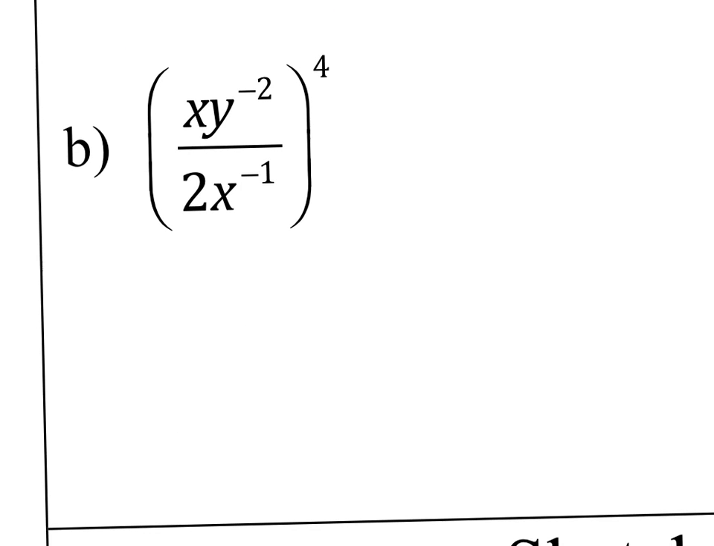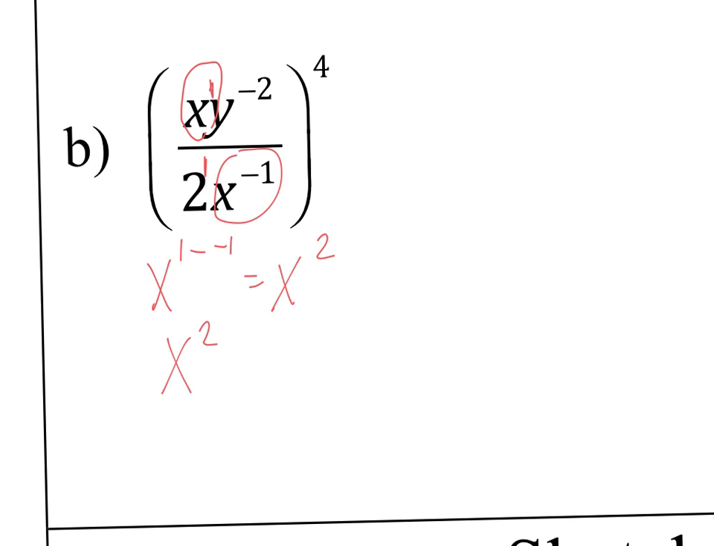Part B asks us to do some dividing and some powering. That's wicked exciting to me. So the first thing that I might do is see if I can simplify the inside of the parentheses first. I know that anything without an exponent, I'm going to put an exponent of 1 on. So x to the 1, 2 to the 1. The only thing that's going on here is I've got an x on the top and the bottom. And I know I need to subtract those exponents. So we're looking at x to the 1 minus negative 1, which is x to the 2, okay.